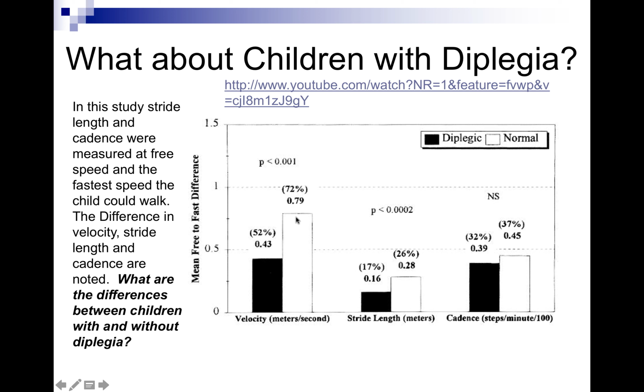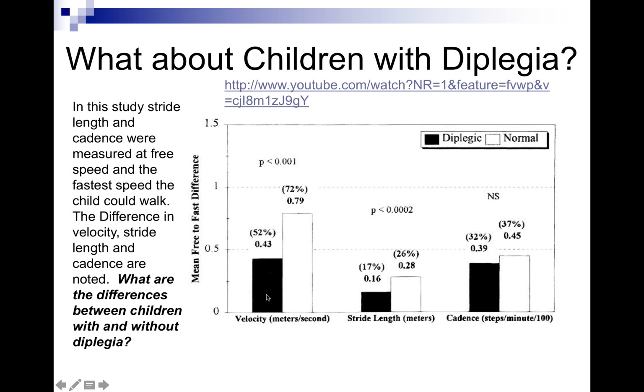We notice that they improve their walking speed by 0.8 meters per second, and they do it by increasing their stride length by 0.3 meters and increasing their cadence by 0.45 steps per minute divided by 100. Essentially they're taking quite a few more steps per minute than they would have otherwise. Basically it's a 37% increase in cadence and a 26% increase in stride length. So some balance of both stride length and cadence, as you might expect.